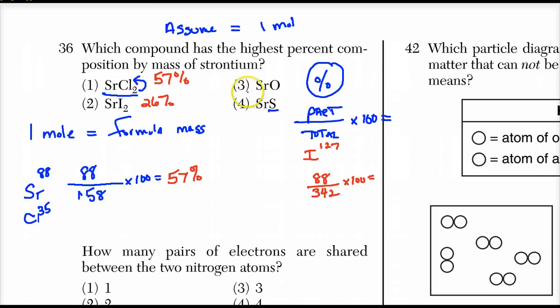Let's continue on. Number 3, I have strontium with oxygen. Now strontium is 88, but now this is going to just be 88 plus the mass of oxygen, if you go to the periodic table, is going to be 16 when you round off. There's only 1 of them. So this becomes 104. Notice the bottom number is getting smaller, which means this 88 is a bigger fraction. Times that by 100, of course that's going to be bigger. 88 divided by 104, and you get 85%.